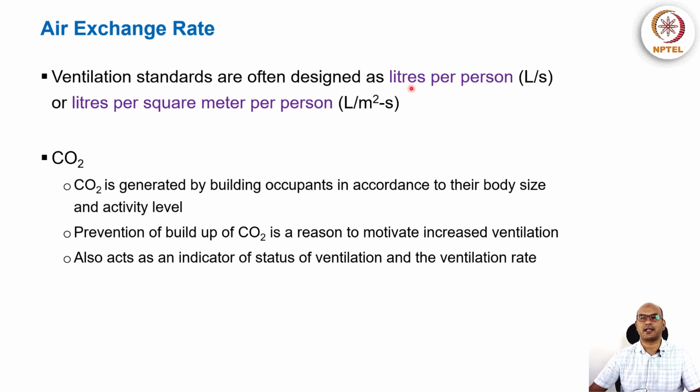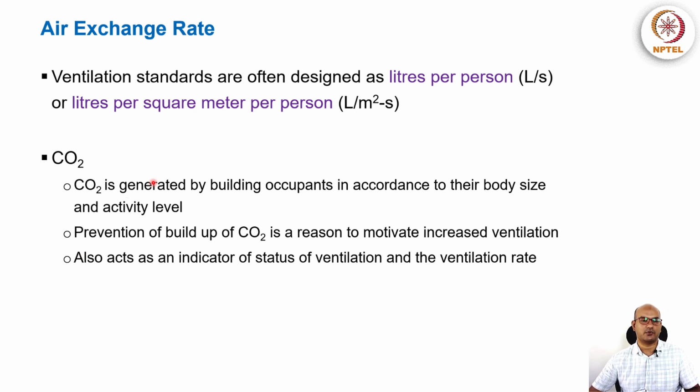Often the standards are designed as liters per person per second or liters per square meter per person per second. This is because of how much a person emits, and then also sometimes you have to see how many people are there in a particular given area. So one person will have less amount of space. In a smaller area we may need more ventilation. In a larger area of a room we may need a lower ventilation given the same amount of people. If we have two people in a hall, maybe we are okay with less ventilation, but if there are two people in a small hostel room, we maybe need more ventilation.